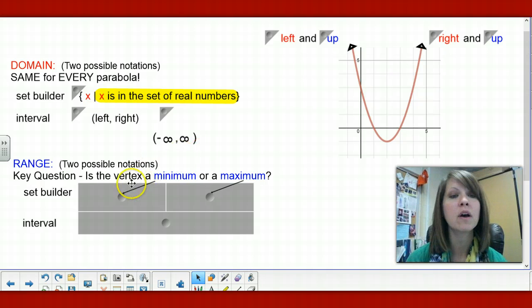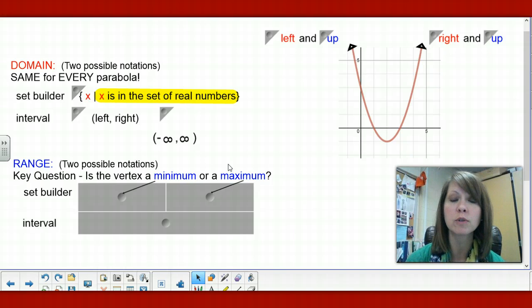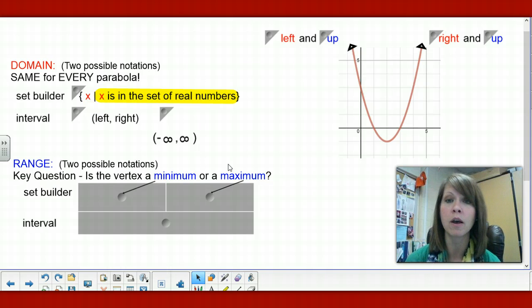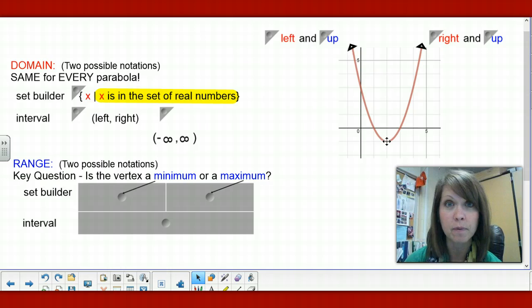Now for the range, that's just a little bit different. It's not quite as cut and dry as the domain is. Again, we're going to have two possible notations, set builder and interval, but you have to ask a second key question here. Aside from how low to how high it goes, you have to ask yourself, is the vertex for this parabola that you're looking at on the screen a minimum or a maximum? Remember, your vertex is right here. I want you to think for a second if you would say that this is a minimum or a maximum, and why?